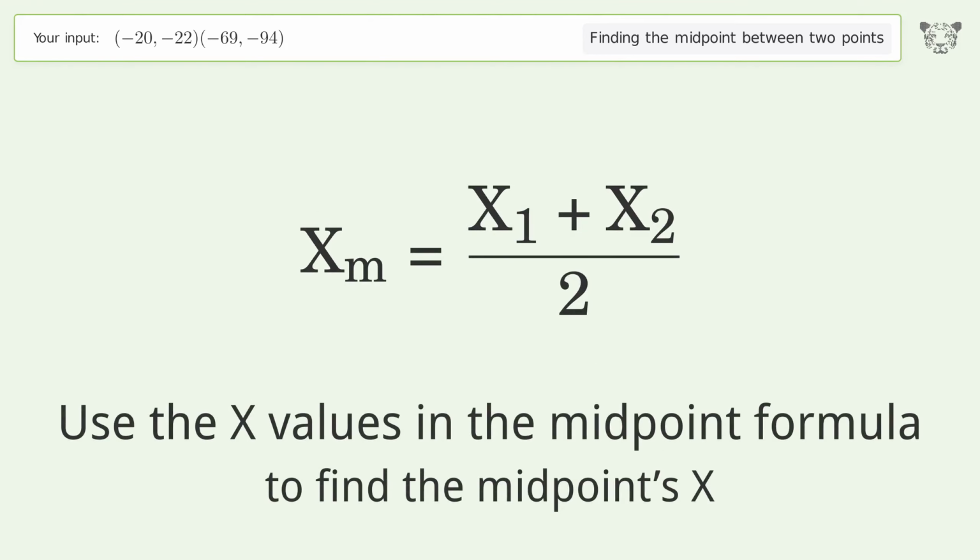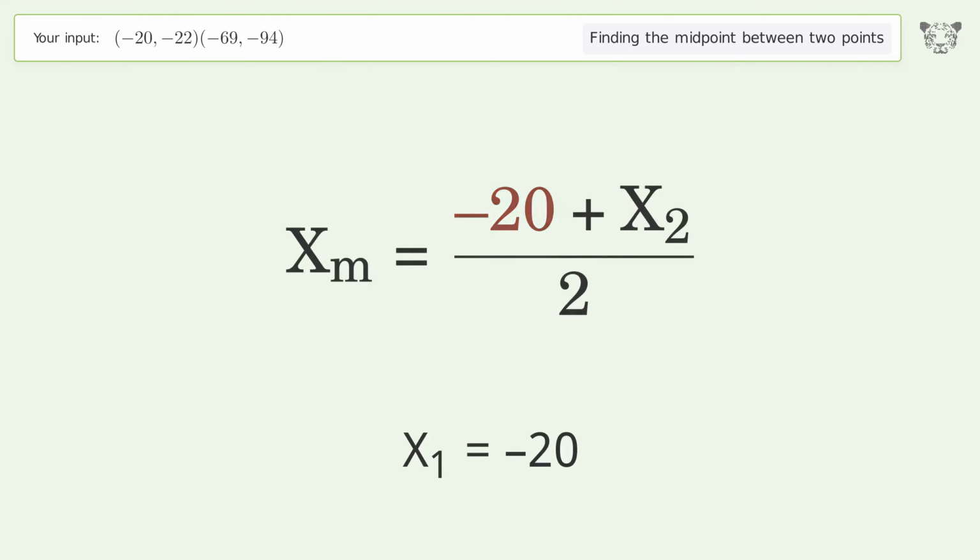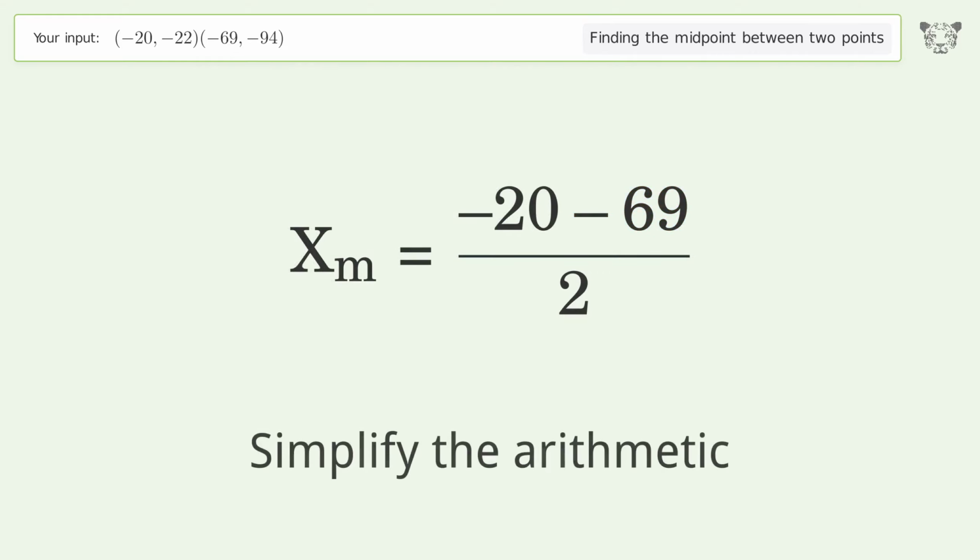Use the x values in the midpoint formula to find the midpoint's x. x1 equals -20. x2 equals -69. Simplify the arithmetic.